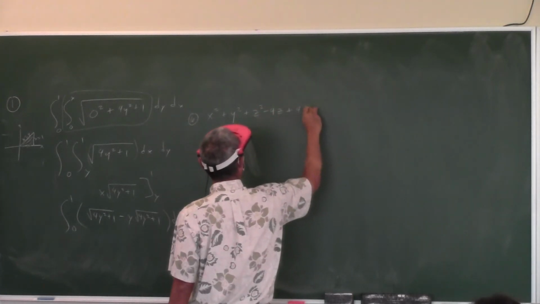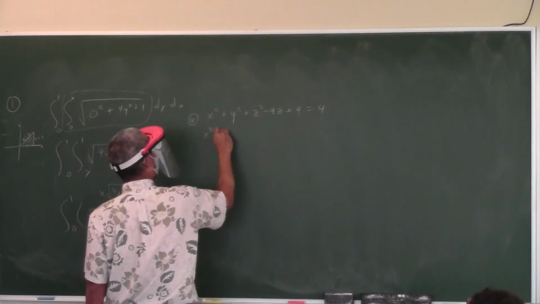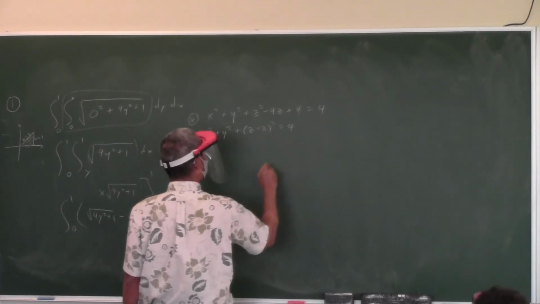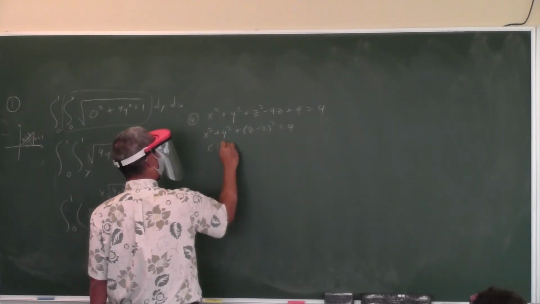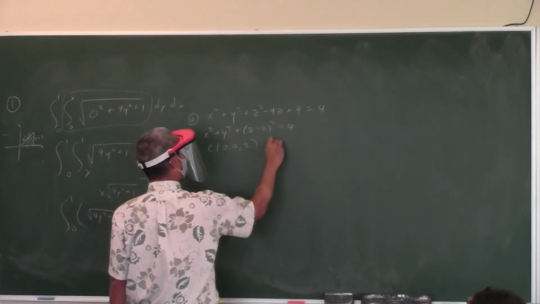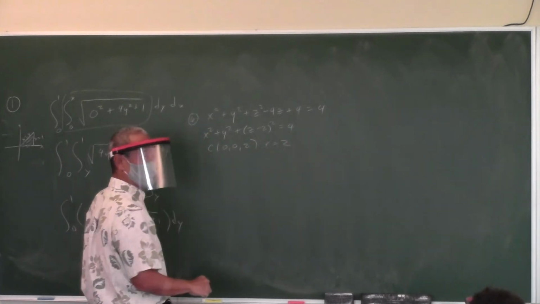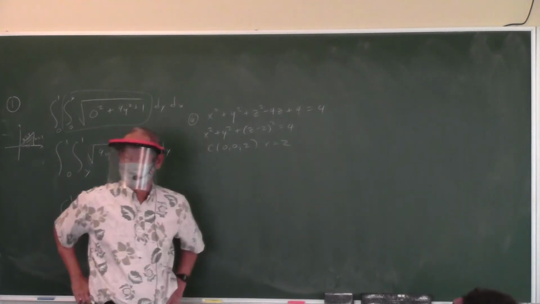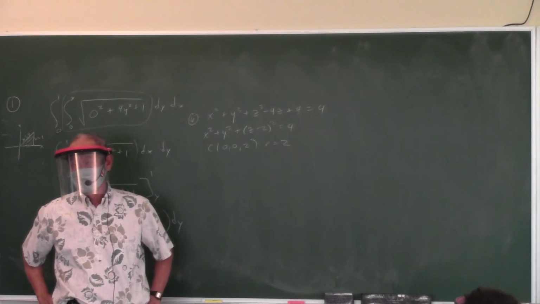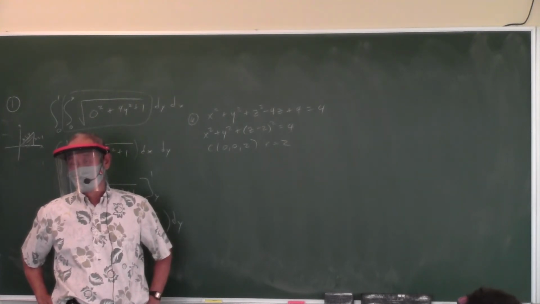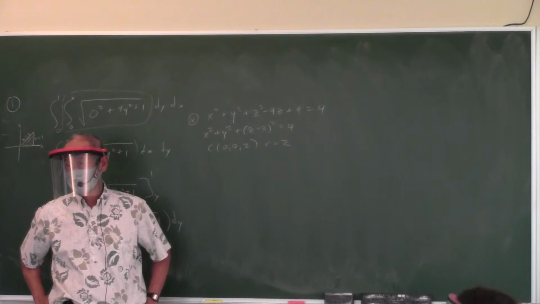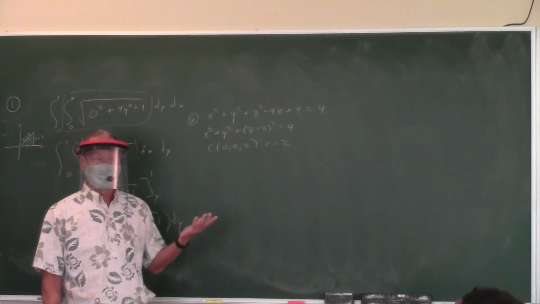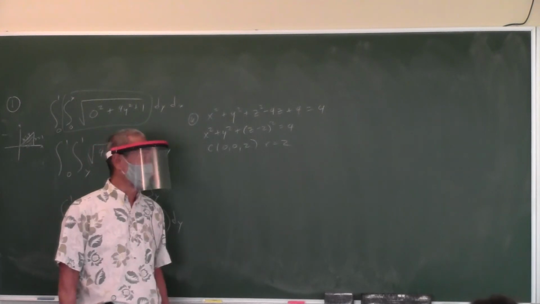Okay, so if we complete the square, you get x squared plus y squared plus z minus 2 squared equals 4, which is a sphere, center 0, 0, 2, radius 2. I think we set up the integral. I don't remember the 0, 0, 2. And then that integral was just u substitution, right? Yes. Okay.